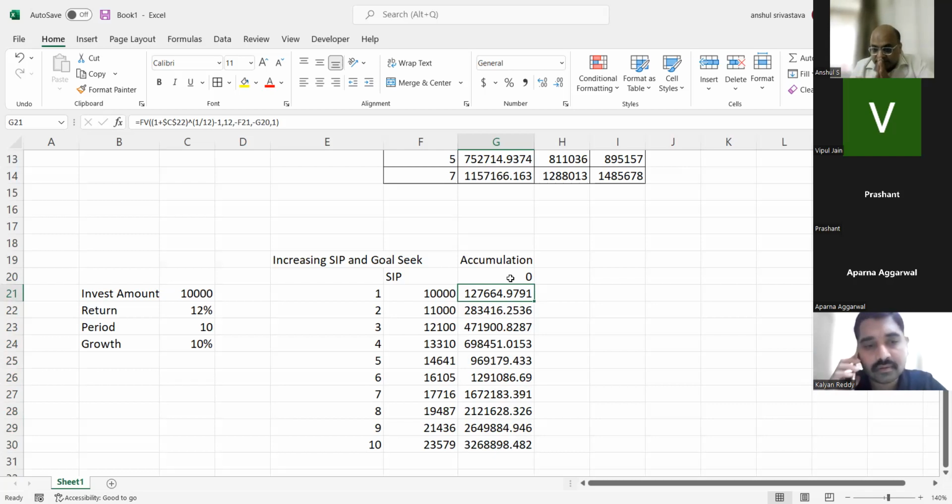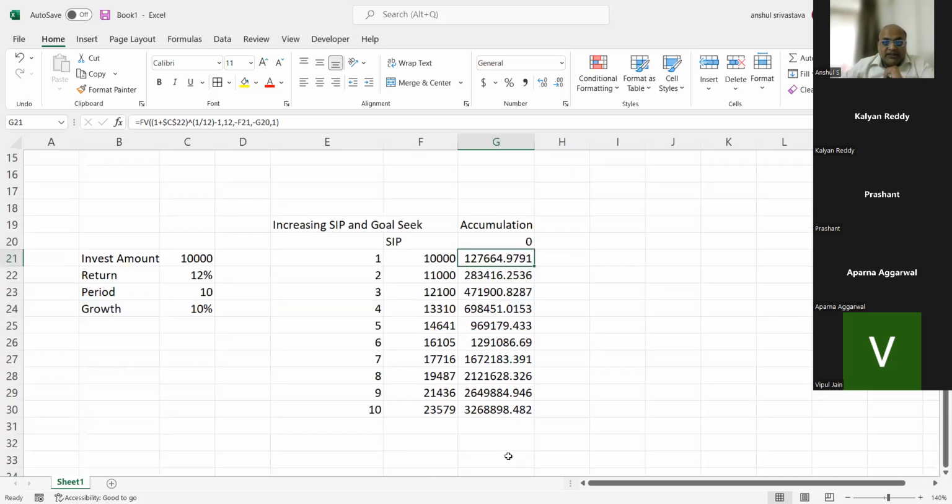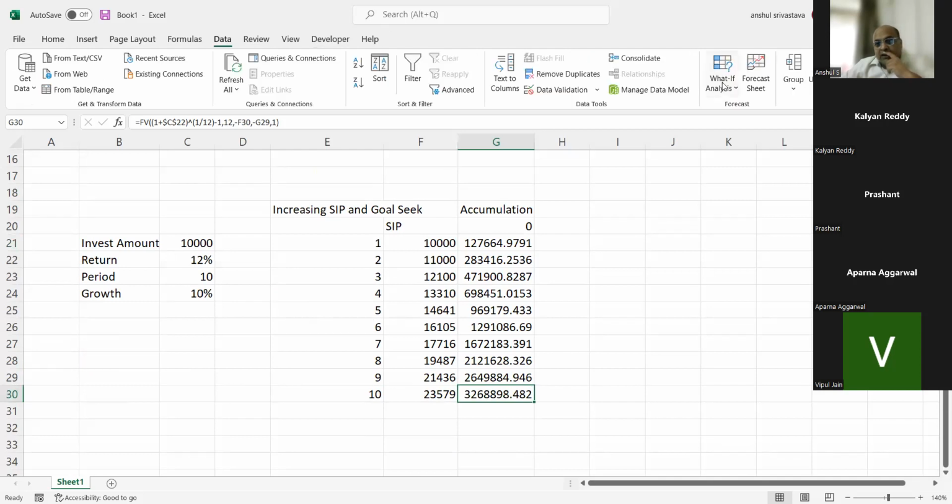Everybody got the situation? The client does not want 32 lakh rupees. He wants 45 lakhs. So what will we do? In this case, we are going to employ goal seek. Just have a look. Put in this cell, go to data. In data, go to what-if analysis. And in what-if analysis, go to goal seek.